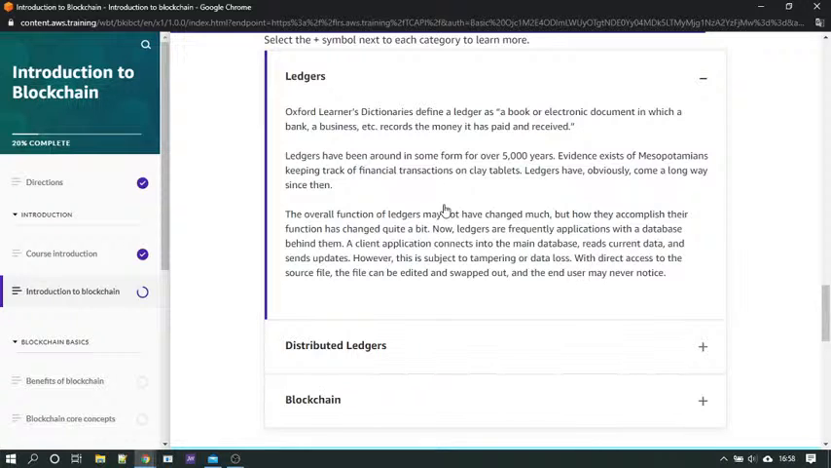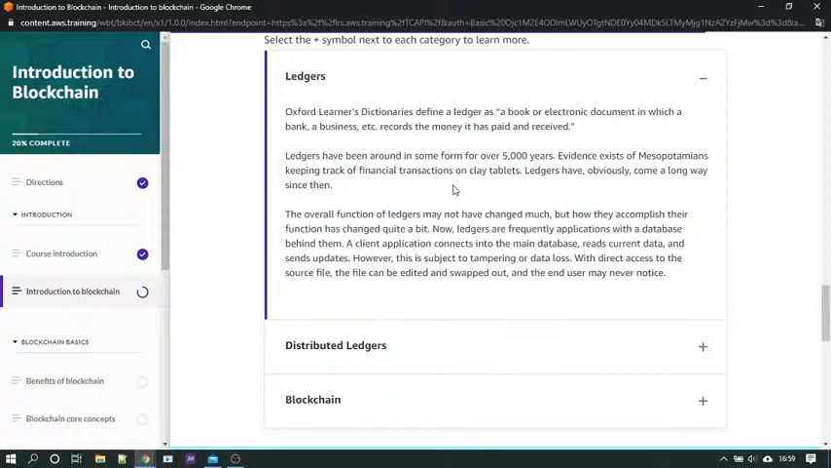Ledgers have been around in some form for over 5,000 years. Evidence exists of Mesopotamians keeping track of financial transactions on clay tablets. Ledgers have obviously come a long way since then. The overall function of ledgers may not have changed much, but how they accomplish their functions has changed quite a bit.